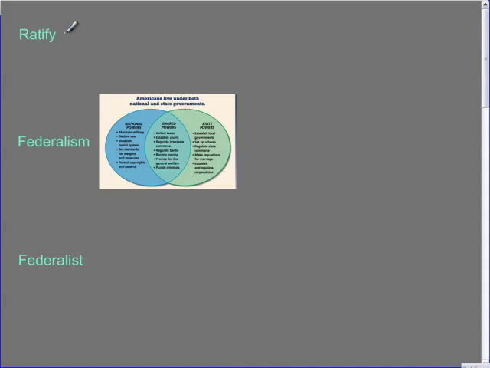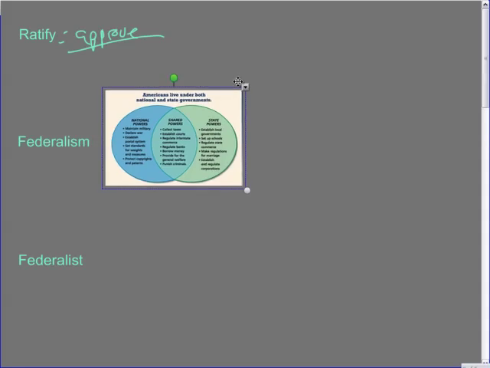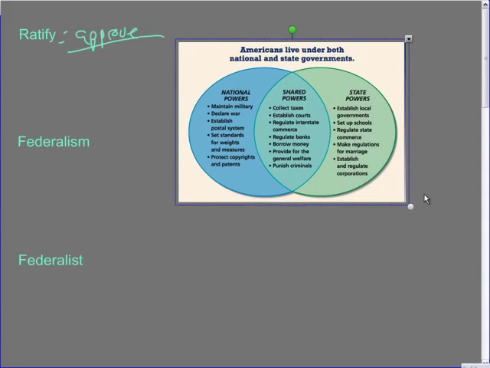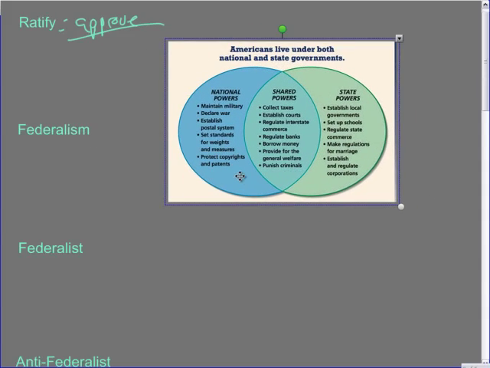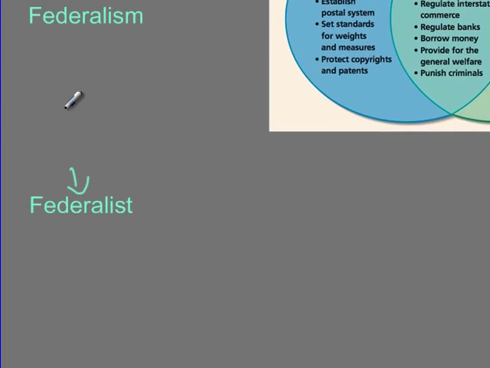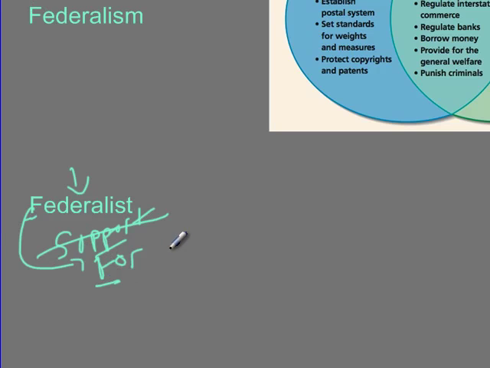And ratify means to approve it. So it has to go out to all the states, and they have to decide, hey, this is what the Constitution is, and everybody has to decide, okay, we're going to have it or we're going to not. So there are a lot of people that are worried about this Constitution giving the national government too much power, but the Federalists are named the Federalists because they support the Constitution. So Federalists are for the Constitution.